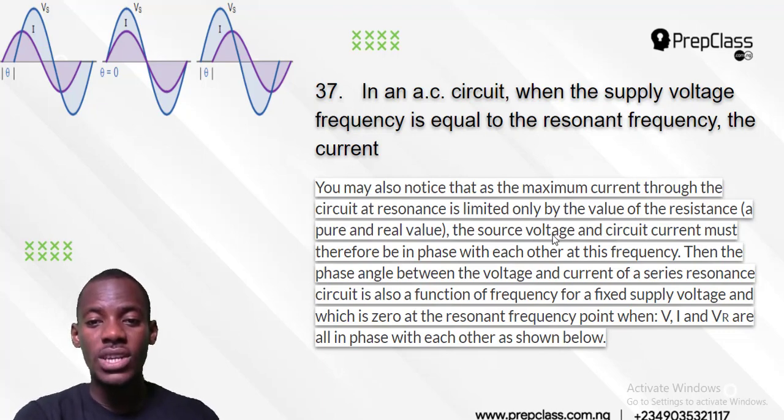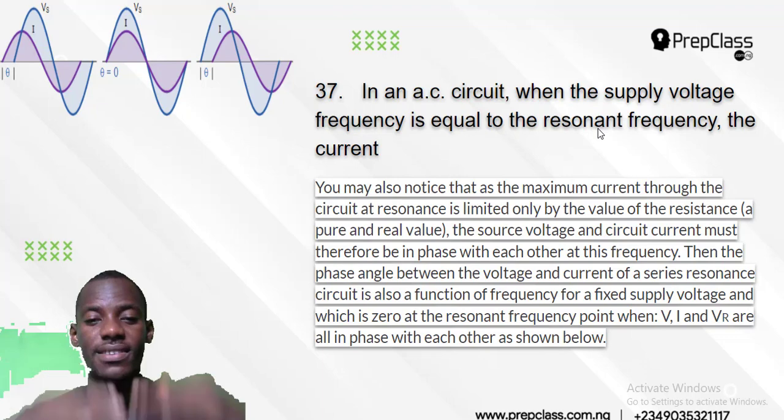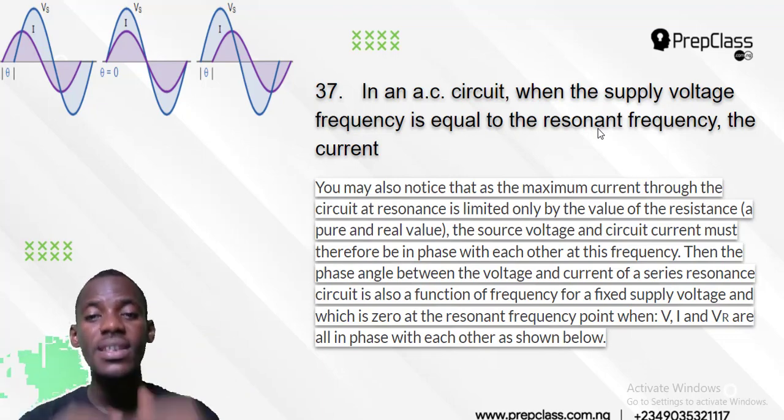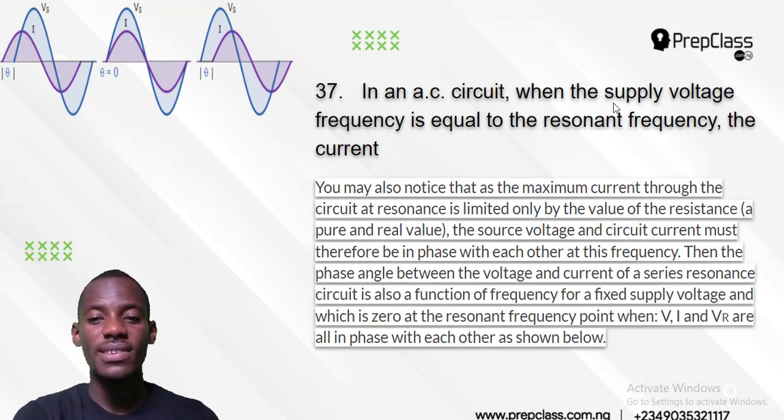The source voltage and the circuit current are in phase, and that's what we call resonance. That means two things are in the same phase, and that's voltage and current. Voltage and current are in phase when we have resonant frequency. Now then, the phase angle between the voltage and current of a series resonance circuit is also a function of the frequency for a fixed supply voltage, and which is 0 at the resonant frequency. Then VL and VR are all in phase with each other as shown below.